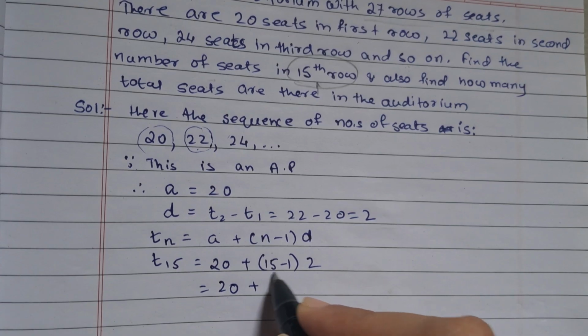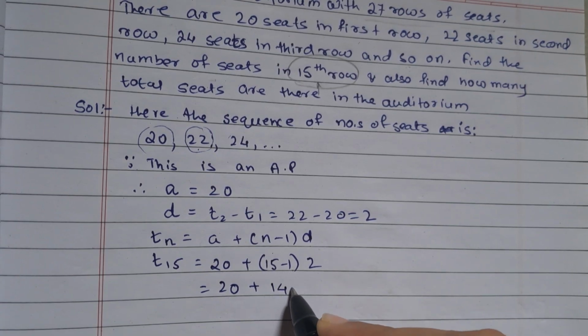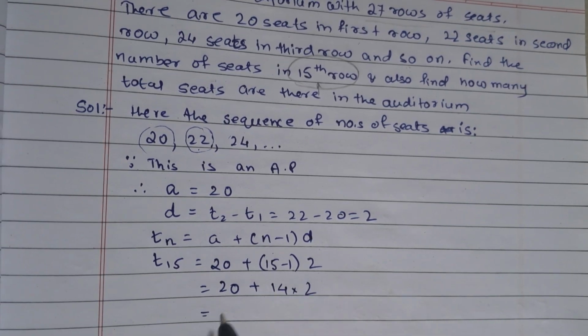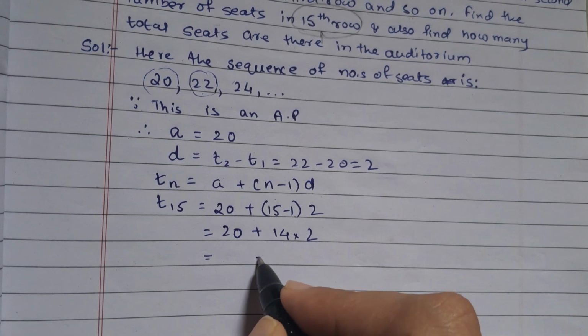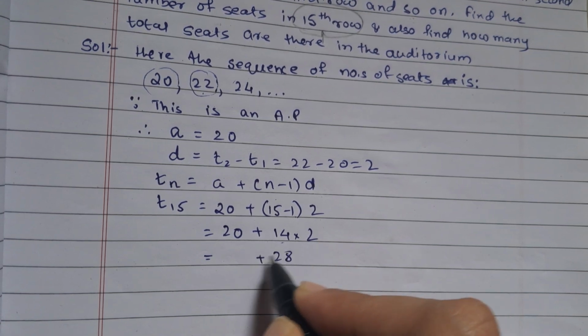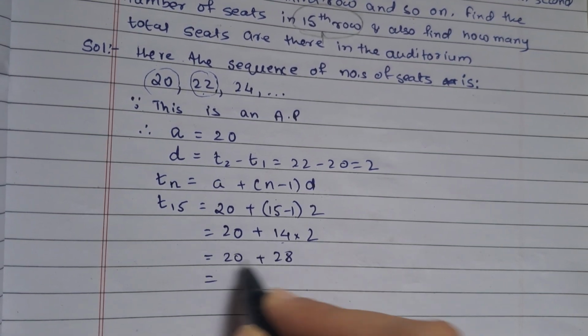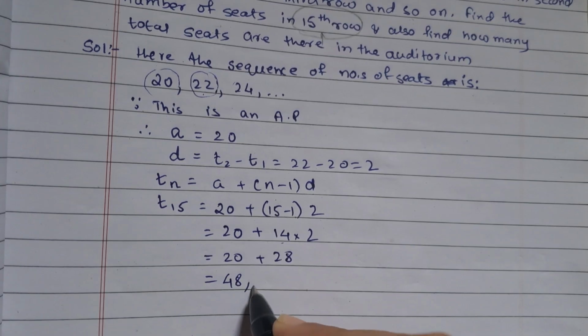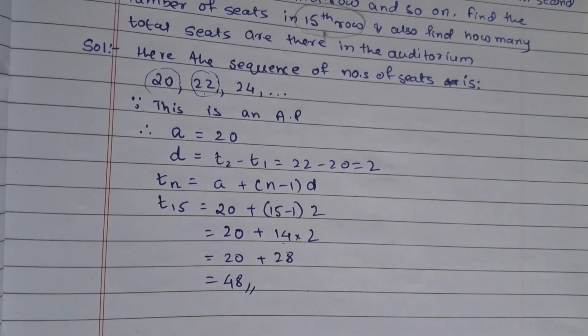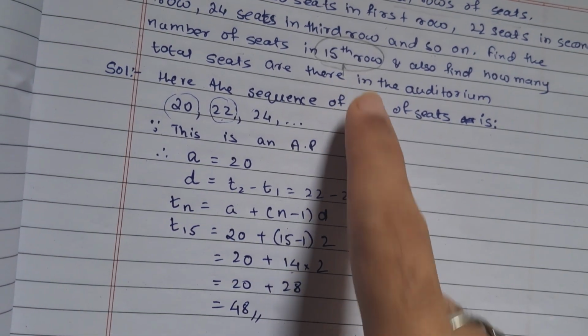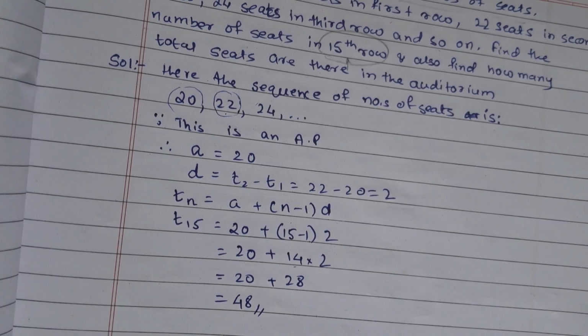20 plus 15 minus 1 is 14. 14 times 2. As per BODMAS, we should multiply first. So it should give me 28 and 20. 28 and 20 is 48, right? Yes. We are done. So how many seats are there in 15th row? There are 48 seats in 15th row.